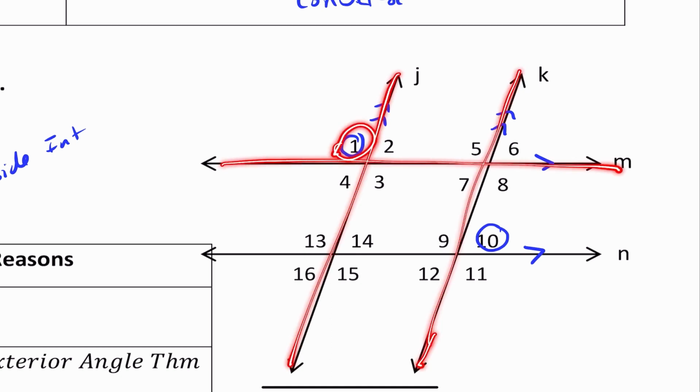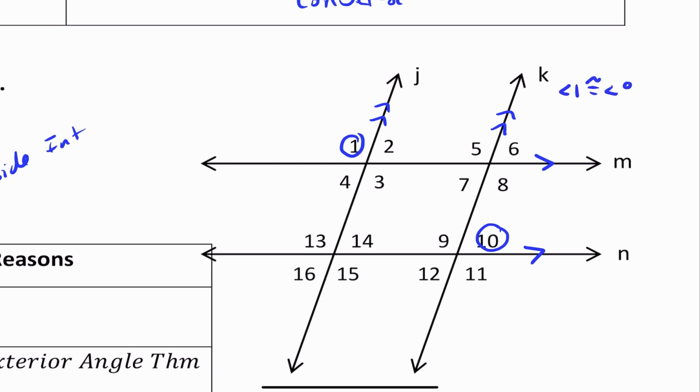If we notice that here's 1, that's basically 8, right? Because that's the alternate exterior angles theorem. So we can say that angle 1 is congruent to angle 8 by the alternate exterior angles theorem right here. So this is congruent to angle 1.